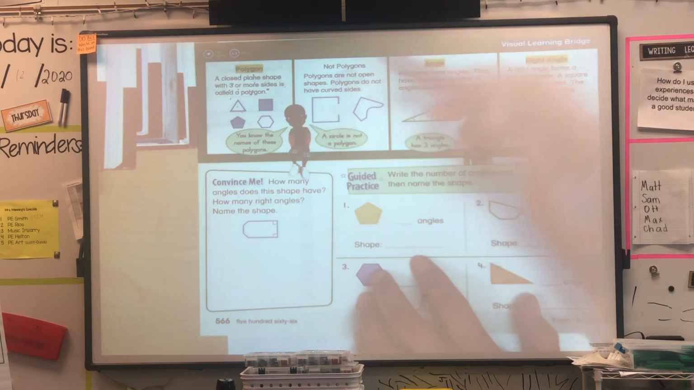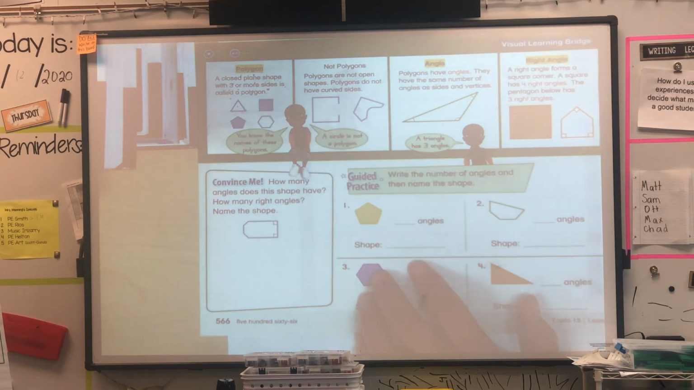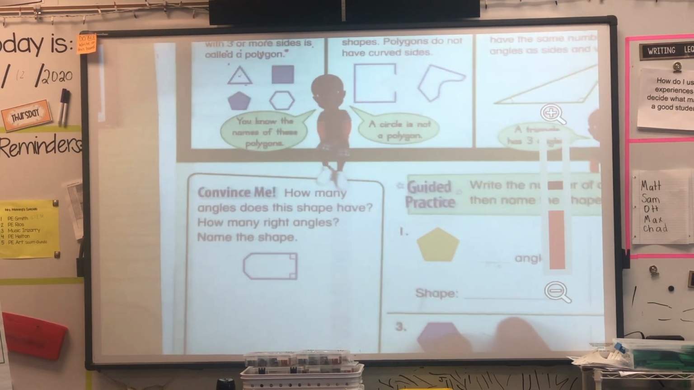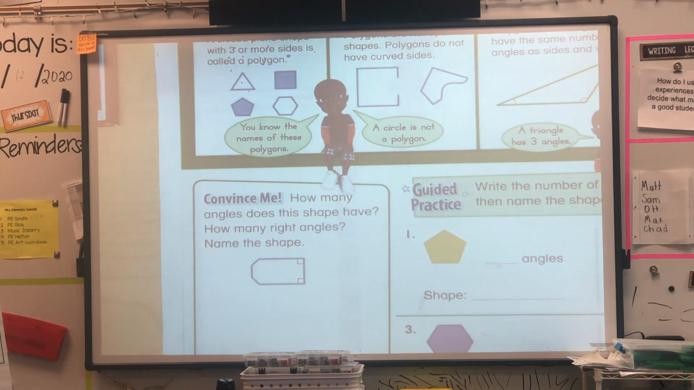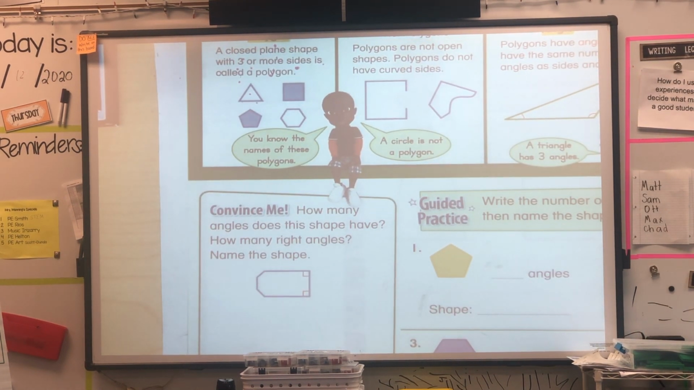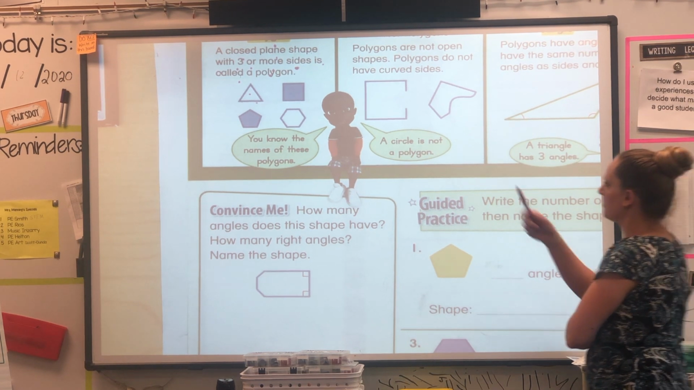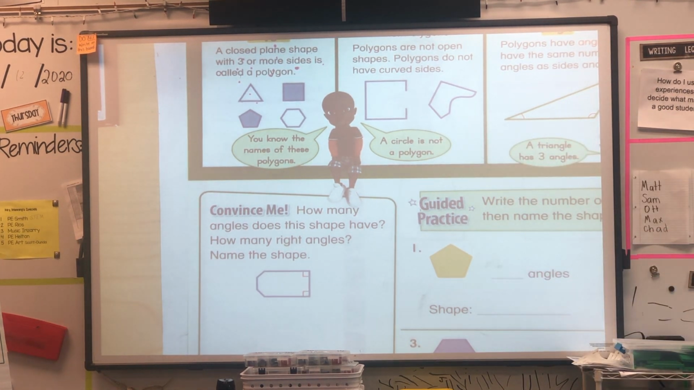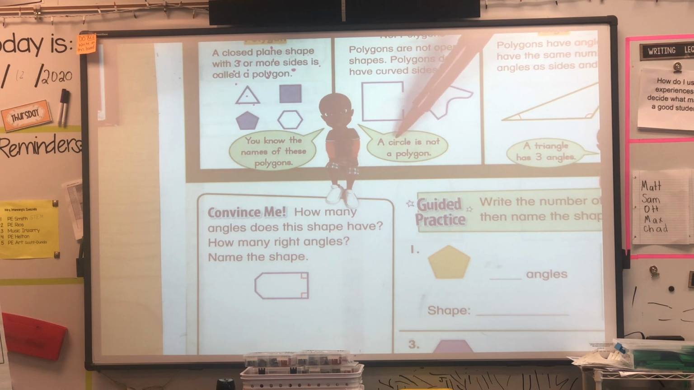Not polygons. Now, why wouldn't this be a polygon? Let's think about that. Let's take a look. We said it has to be closed. Is that closed? No, it's not. So therefore, it doesn't meet the criteria. Ooh, here's a really cool note. A circle is not a polygon. We talked about what it has to have. It's closed. A circle's closed. It doesn't have intersecting lines, but it's curved. So a circle doesn't meet our criteria.